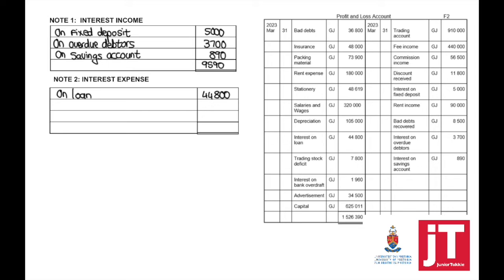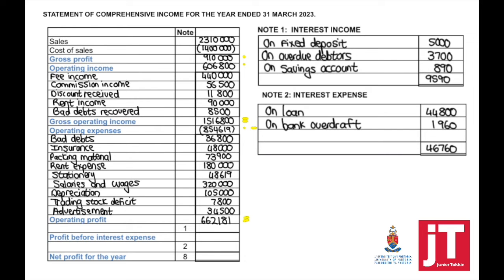Interest expense, we had interest on loan and then interest on the bank overdraft. So we work out my total interest expense, which will appear on the statement of comprehensive income. If they do not ask you to complete note number 1 and note number 2, then all of these calculations must be shown in brackets.